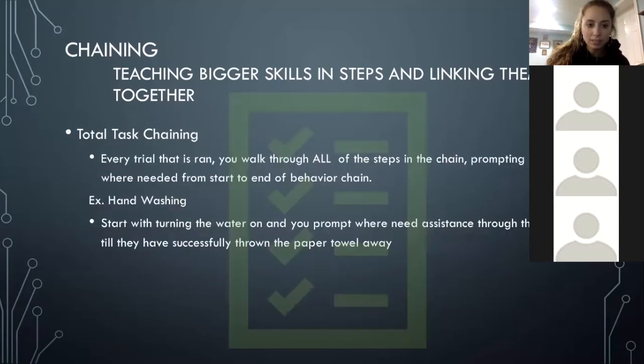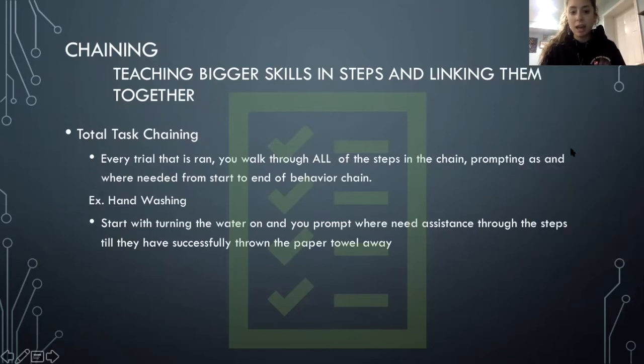Cool. Our last chaining process, this one's really simple. It's called total task chaining. This is basically where you have a chain or a series of steps, but you basically will run the entire trial with them. You will walk through all of the steps in the chain with them, prompting as and where needed from the start to the end. So you're just going to have them wash their hands, and where they need assistance, you will be there to provide it, from turning on the water to throwing the paper towel away.